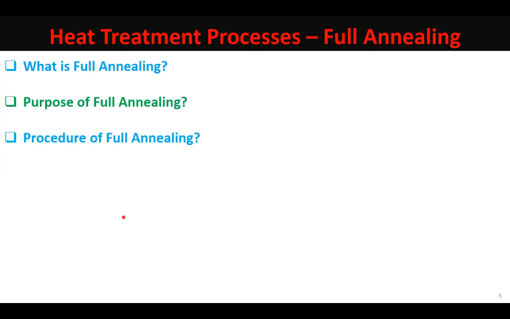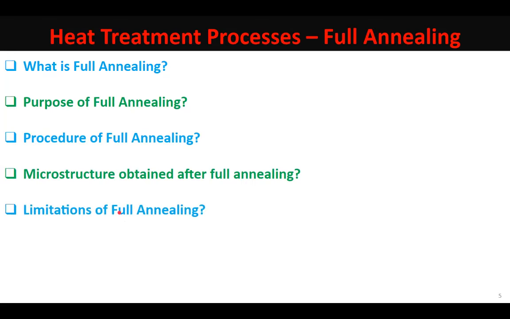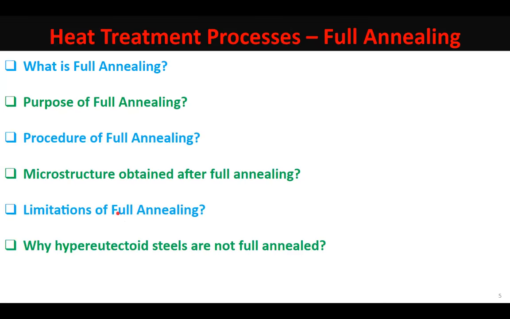Now, the first process that we'll discuss here is called full annealing. And let me share what are the different contents for full annealing that we'll discuss with you. We'll discuss what is the purpose of full annealing, what is the procedure, what type of microstructure is obtained after full annealing, and are there any limitations of full annealing. And I'll also very briefly cover why hypereutectoid steels ideally should not be given full annealing treatment.